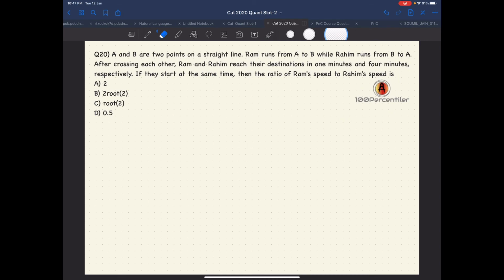Okay, A and B are 2 points on a straight line. Ram runs from A to B while Rahim runs from B to A. So we have here 2 points A and B. Ram goes from A to B and Rahim goes from B to A. After crossing each other, Ram and Rahim reach their destinations in 1 minute and 4 minutes respectively. So let's say this is the meeting point. Let's call this distance x and this as y. Now Ram takes 1 minute, so the remaining distance is y for Ram, and he takes 1 minute to reach that distance, while Rahim takes 4 minutes.